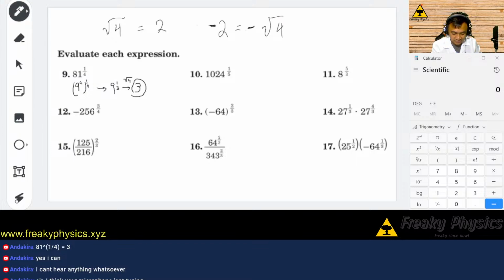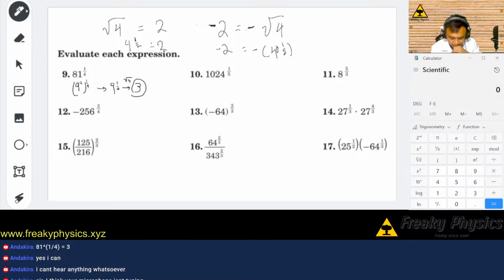So just be careful with the signs. Now, how will you write this in terms of a rational exponent? This is going to be 4 raised to 1/2 equals 2, right? And -2 is equal to negative, then you put the 4 in a bracket, 1/2. So just be careful with that. If you don't see a negative here, don't put the negative in there. All right, let's move on. Next number.